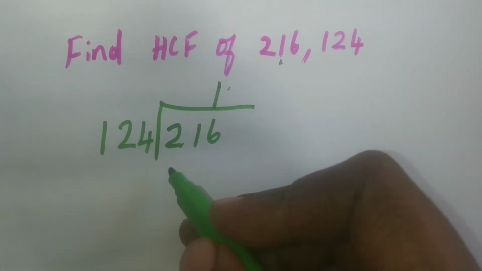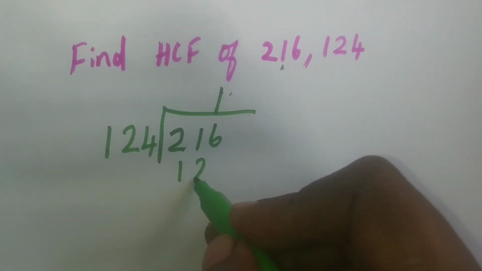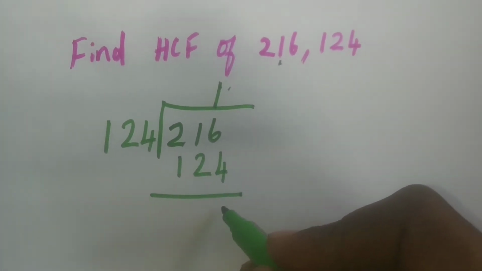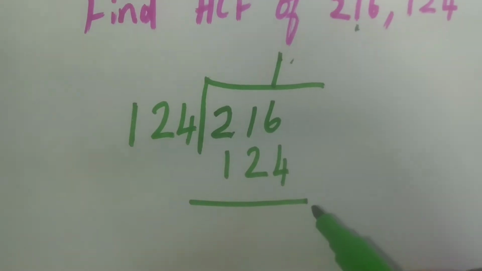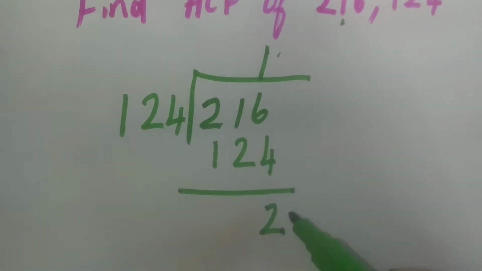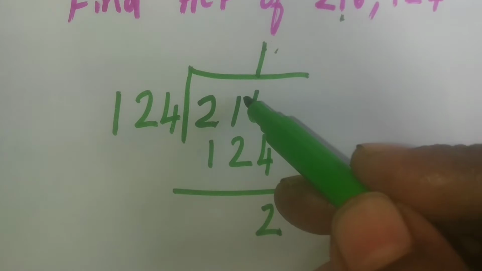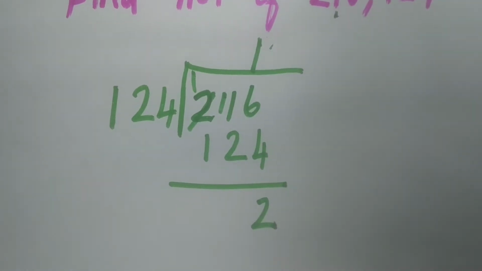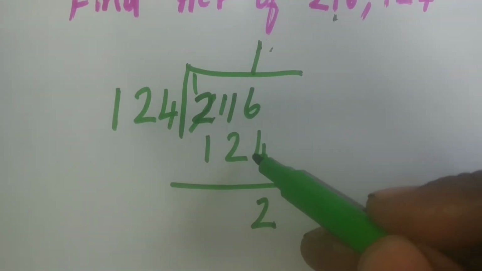So 124 ones are 124. Now we have to subtract. What do you get? So we get 2 and we can't subtract 2 from 1, so we have to borrow. So write the remainder here and the 1 here. So 11 minus 2, what do you get? 9.